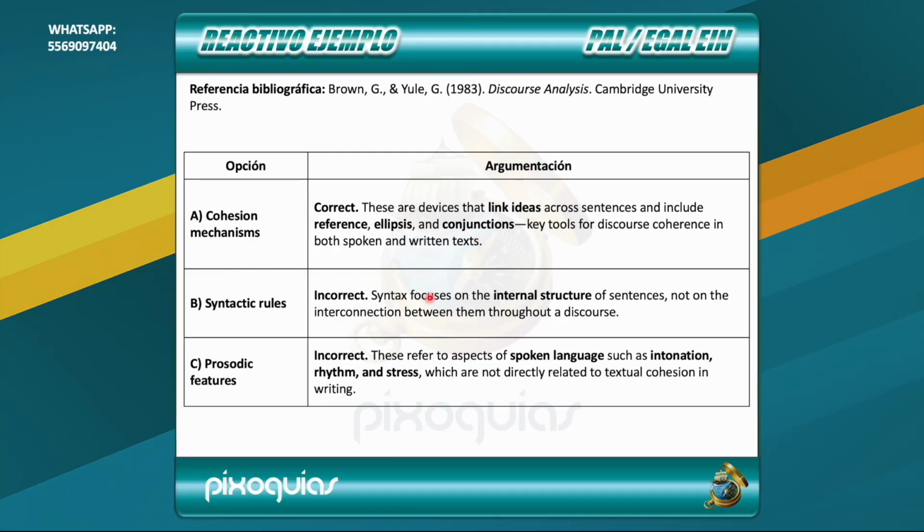Syntactic rules is incorrect because syntax focuses on the internal structure of sentences and not on the interconnection between them through a discourse. C is incorrect because this refers to aspects of spoken language such as intonation, rhythm, and stress, which are not directly related to textual cohesion in writing.